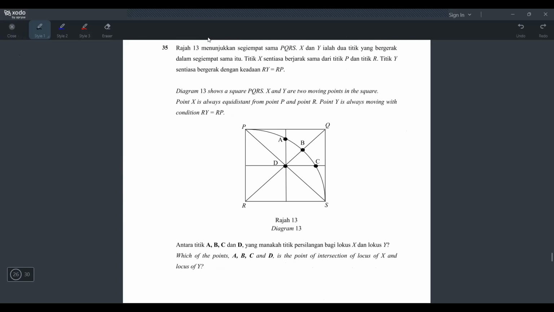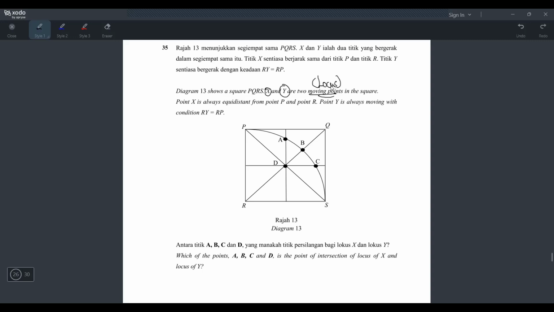Okay, 35. This one is locus. Diagram 13 shows a square PQRS, and X and Y are two moving points in the square. So X and Y are where? It's not here, because X and Y are two moving points. Remember, moving point means locus.